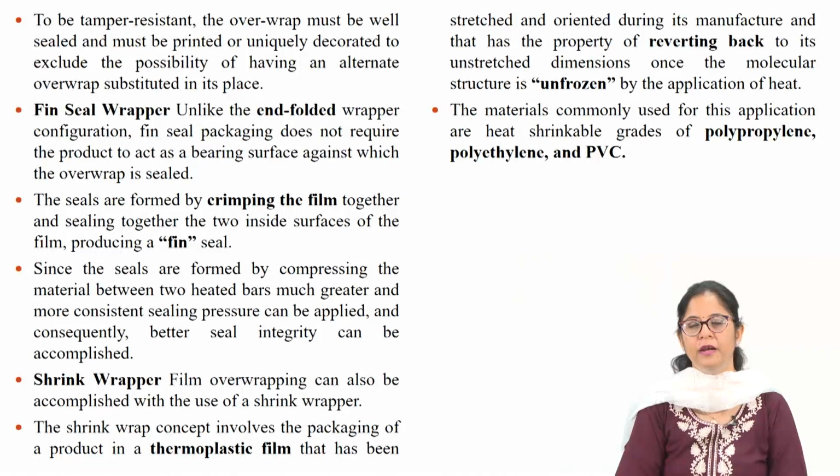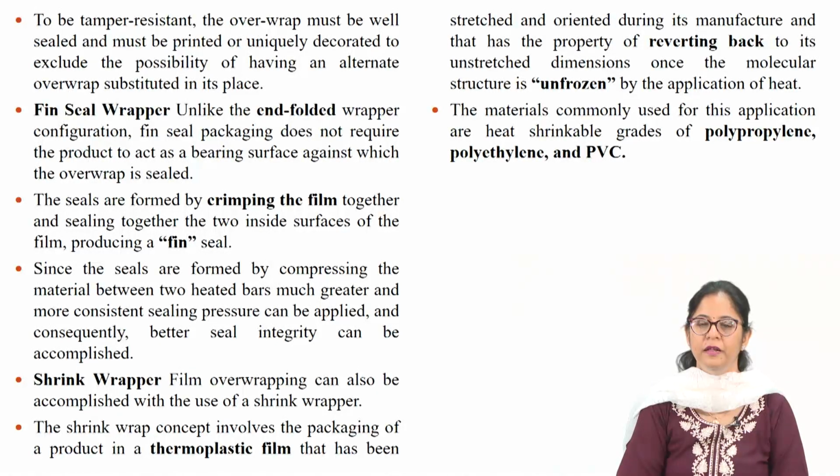Fin seal wrapper, unlike the N-folded wrapper configuration, does not require the product to act as a bearing surface against which the overwrap is sealed. The seals are formed by crimping the film together and sealing together the two inside surfaces of the film, forming a fin seal, that is, it looks like a fin. Since the seals are formed by compressing the material between two heated bars, much greater and more consistent sealing pressure can be applied and consequently better seal integrity can be accomplished.